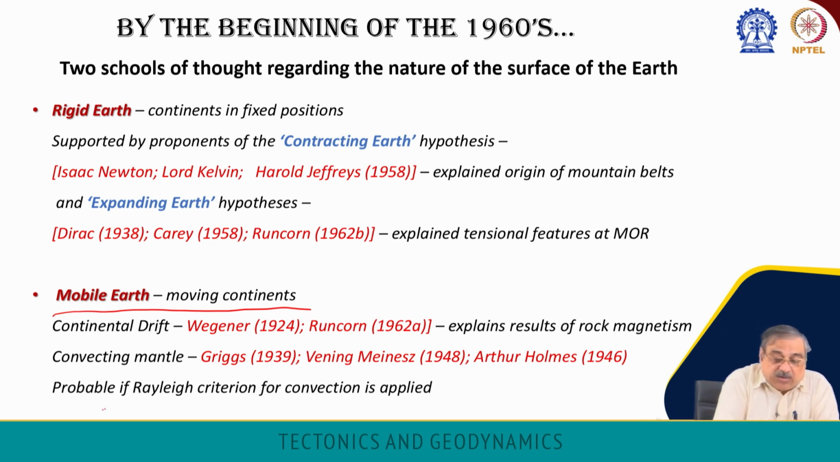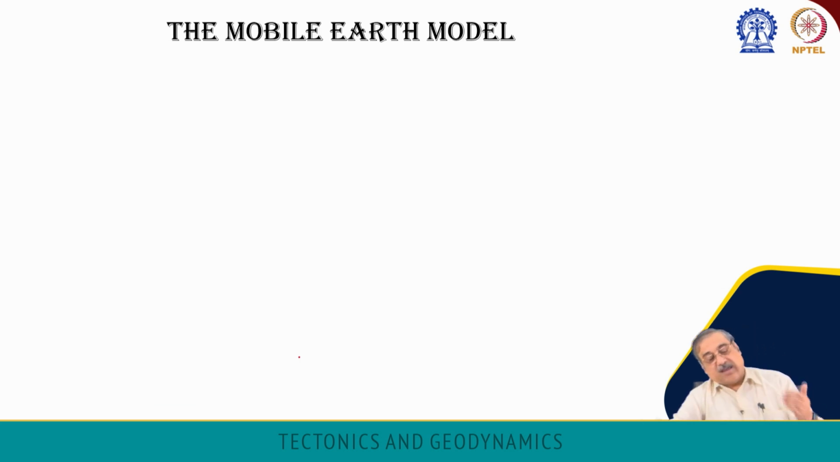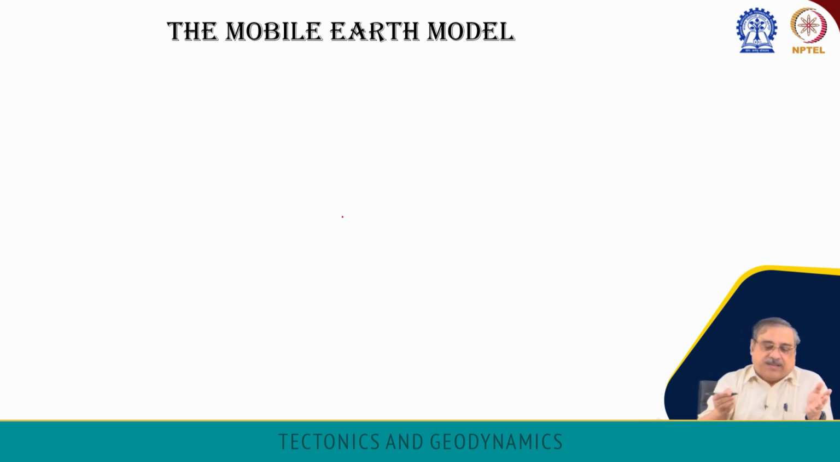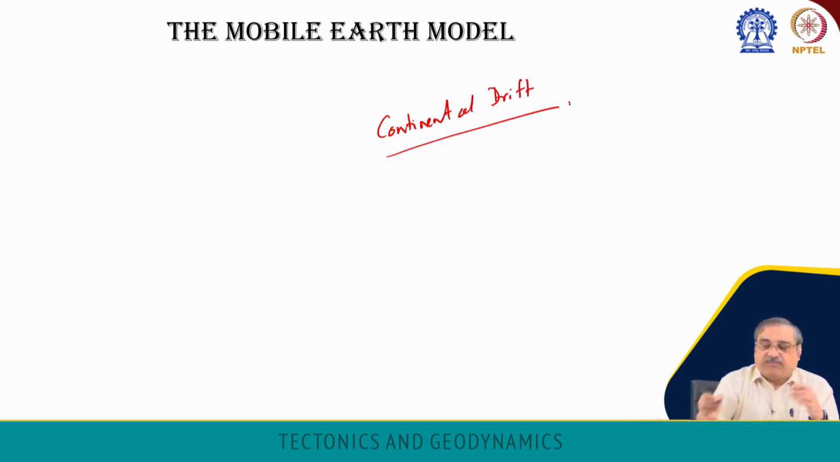Now, this is probable because of some concept in physics which is governed by what is called the Rayleigh criterion. So, if we now look at this mobile earth model, what does this actually mean? One was, of course, the old idea that the earth had to be mobile, the continents were moving around, that is broadly the idea of continental drift. This was the idea that we have actually discussed in the first two lectures, so I will not repeat it.